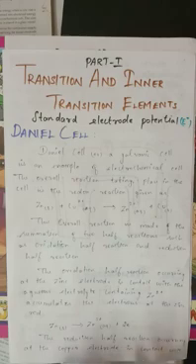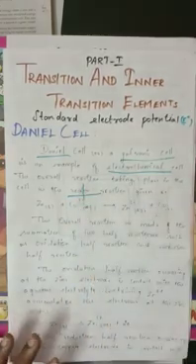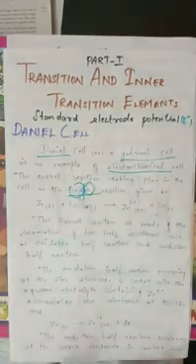This Daniell cell or galvanic cell is an example of an electrochemical cell. The transition elements take part in electrochemical cells. In these cells, a redox reaction takes place. What is meant by redox reaction? Reduction as well as oxidation takes place. That is what a redox reaction is.